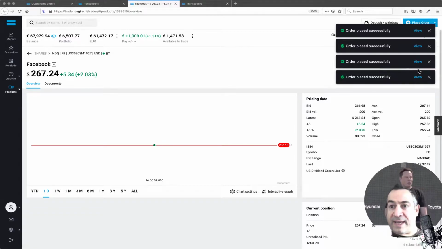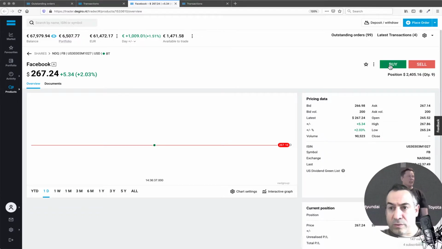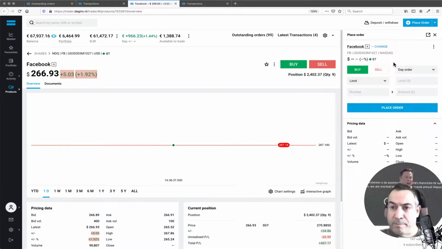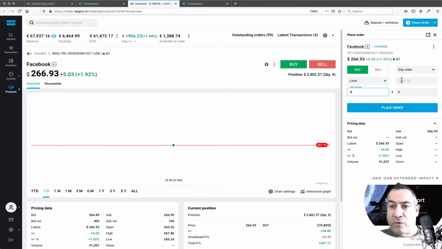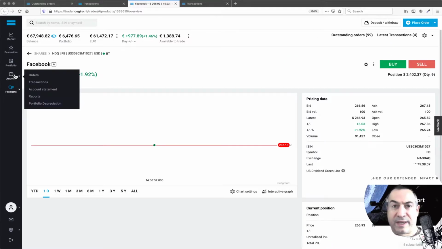And then what we're gonna do, if we do another divide by 01, we can do buy four. Come on, buy four at, sorry about that, the garbage truck is there, 260.50 to round it up. There we go.